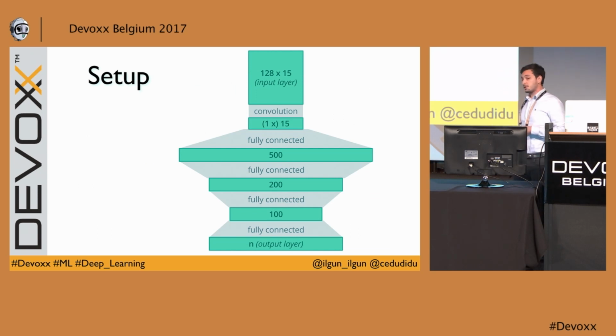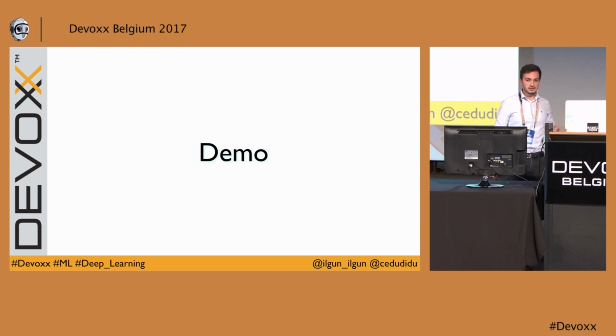So this is our setup. It is not a very deep network. As I said, we have the input layer, we have the initial convolution, and we have just a bunch of fully connected layers. And in the end, we get an output. So it's actually demo time. Enough talking.